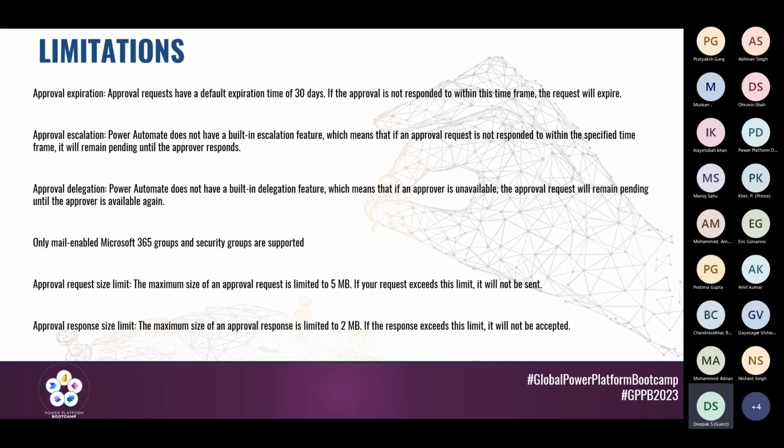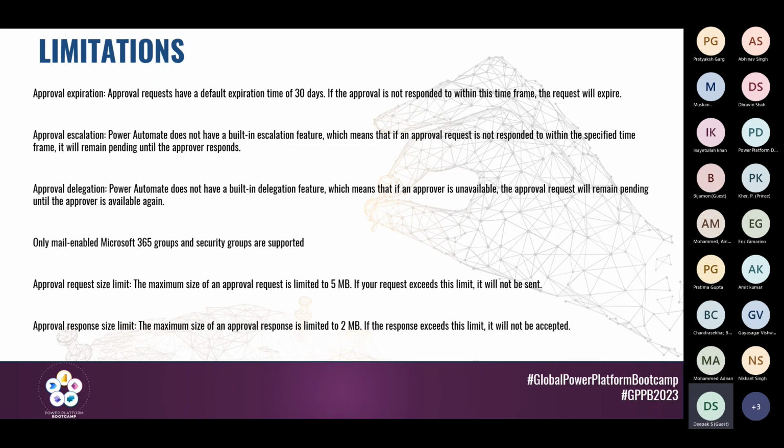And then the last two, maybe you won't notice, but if you are creating a flow and getting some errors that you don't really understand, it may be the size of the request. If you are putting lots and lots of information in the request, attaching many files, so your request size crosses the 5 MB limit, then your flow will not work. Your approval request will not go.